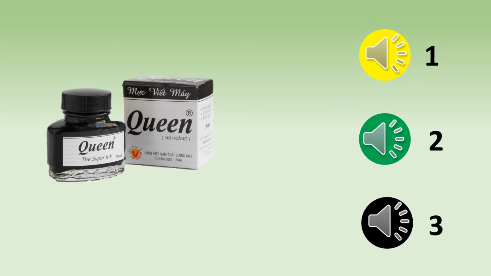How about this one? It's an ink. I, ink. Which one do we choose? One, try. K. K. No. I think no. Sorry, number two. L. L. Lion. I think no. So three is right. I, ink. Now, try. Ink. Very good.